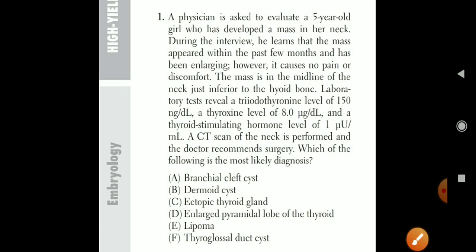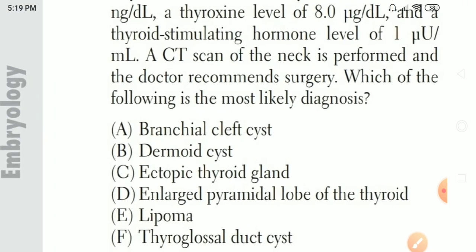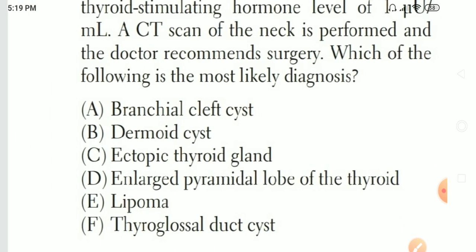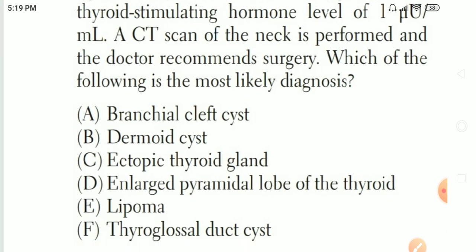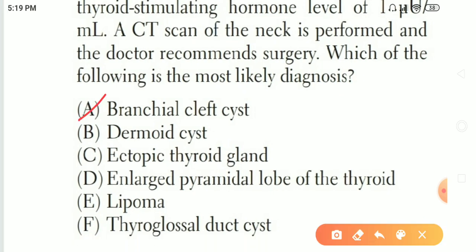So go back to the question. What about the branchial cleft cyst? The branchial cleft cyst is also common, but it is not necessarily always present in the midline of the neck, so we can eliminate this one. Number two, dermoid cyst. A dermoid cyst is freely movable, more movable than a thyroglossal cyst, and it is mostly present more superficially than a thyroglossal cyst. Ectopic thyroid gland, no, because all the parameters of thyroid function are normal, so the patient doesn't have any sort of ectopic thyroid gland.